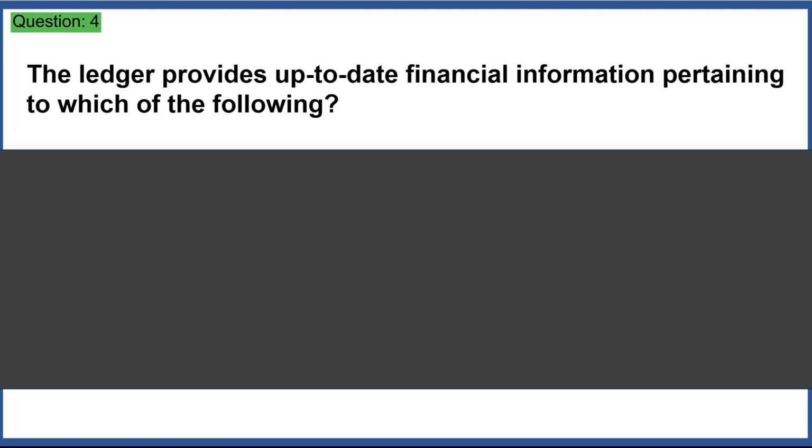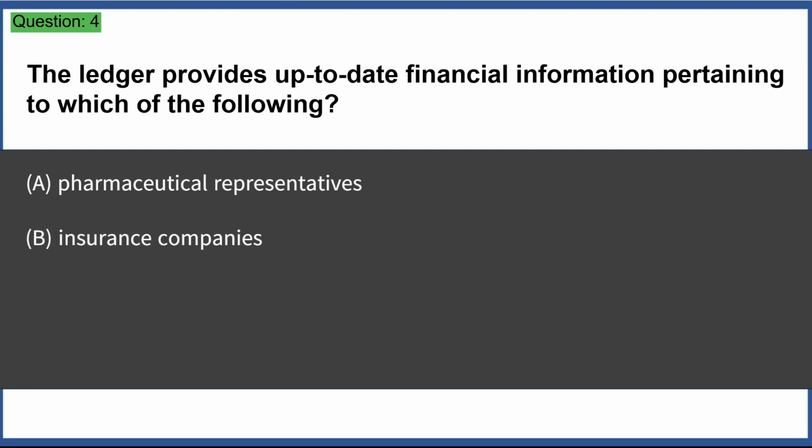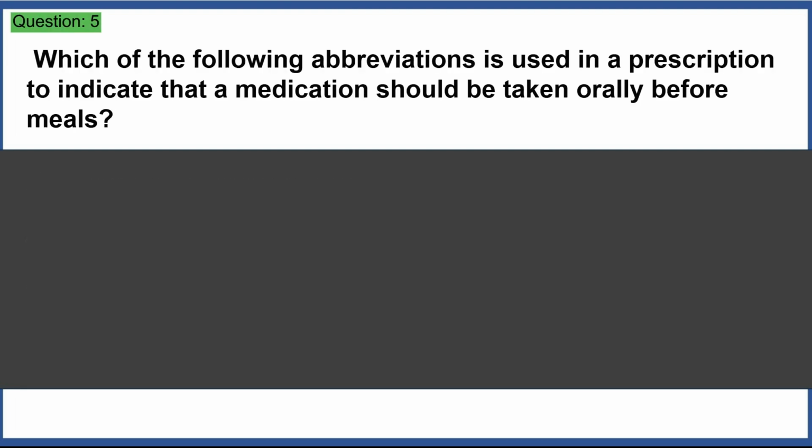The ledger provides up-to-date financial information pertaining to which of the following? A. Pharmaceutical representatives, B. Insurance companies, C. Physicians, D. Patients. Answer: D. Patients.